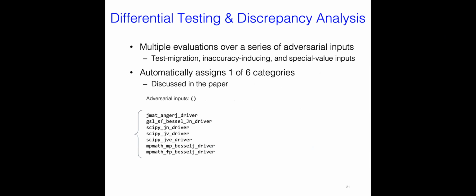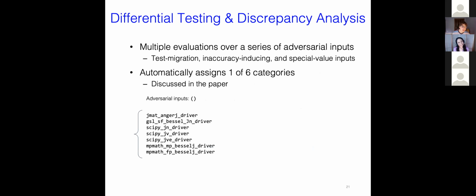Now, once we have identified equivalence classes, we need to test them to uncover the numerical discrepancies we are interested in. So we evaluate these functions over a series of adversarial inputs that come from test migration, inaccuracy-inducing inputs, and special value inputs. We also automatically assign a category from 1 to 6 that represents how likely this discrepancy is to be a bug, but I'm not going to be talking about that today. The details are in the ISSTA paper.